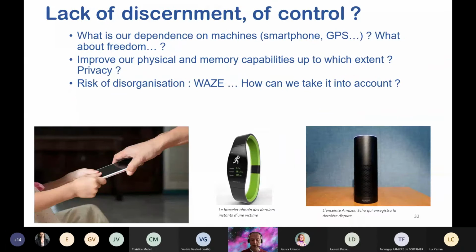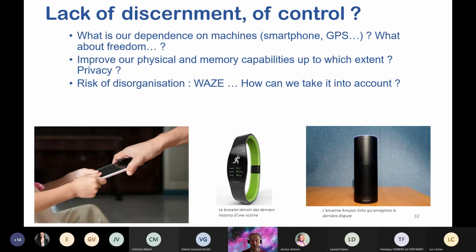What will happen also in the case of a lack of discernment, of control? What is our own dependence on machines? You know, the smartphone we stare at without noticing people around us, or the GPS when it gets lost. What should we do? What about our own freedom? Shouldn't we maintain our physical and memory capabilities? And up to which extent? If we store all our data, what about our own privacy?